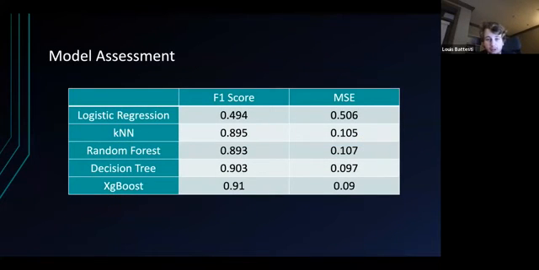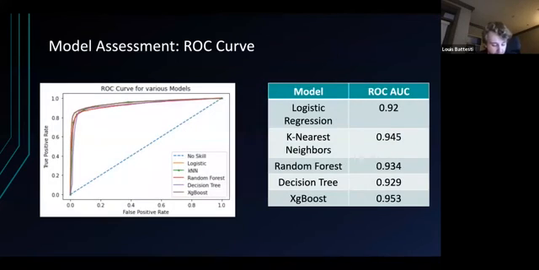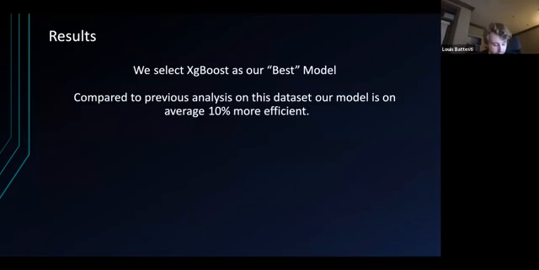Here we can see a summary of the results of our models. We see that XGBoost has the best scores. Same for the ROC curve. XGBoost has an edge on all the other models with an AUC score of 95.3%. Finally, we can see that XGBoost is the best model for our credit card approval system based on our training data. Compared to previous analysis, our model performed approximately 10% better and has surprisingly high and accurate results.